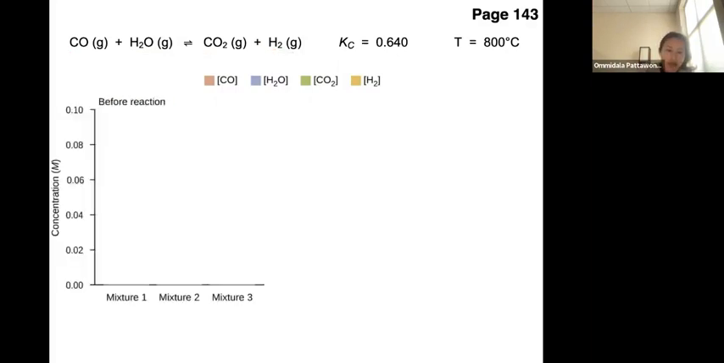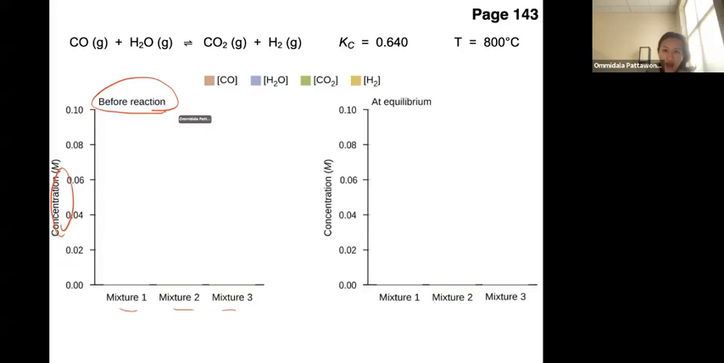Now let's take a look at the graph. The graph plots the concentration for different mixtures. I'm going to show you two graphs: this one is before the reaction, and this one is after it has reached equilibrium. The graphs plot the same thing, concentration for different mixtures. Again, this is before the reaction, and this is already at equilibrium. So let's take a look at it.